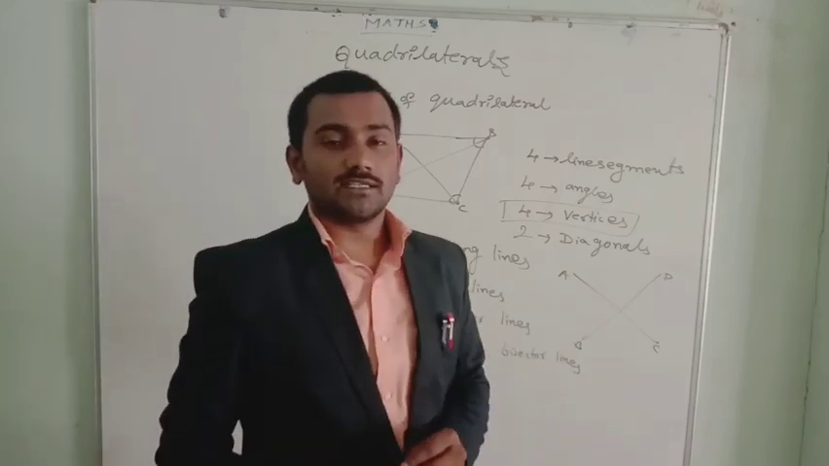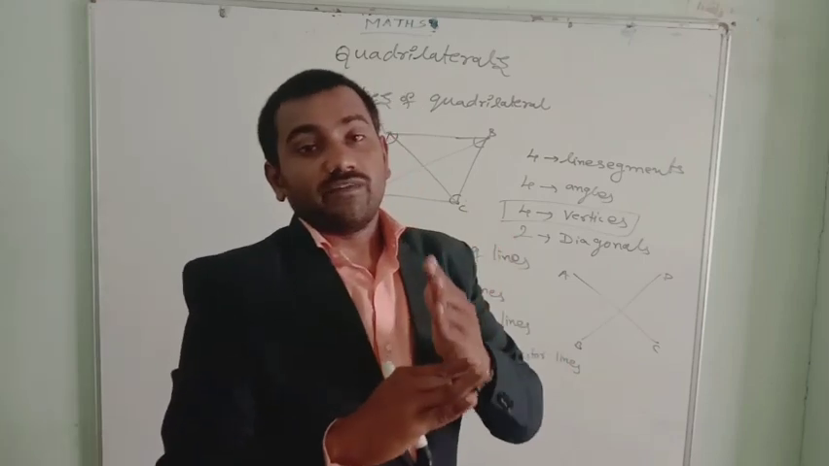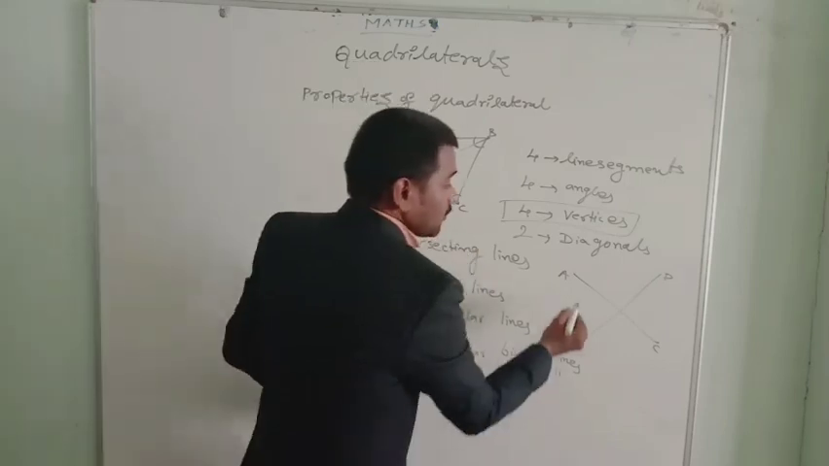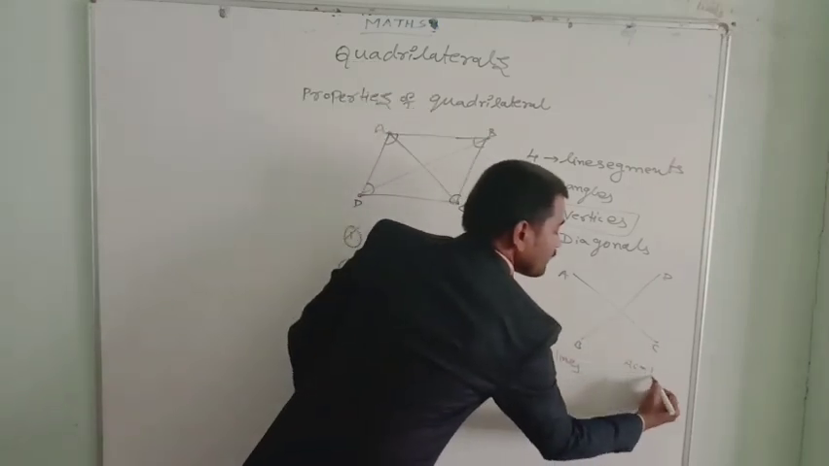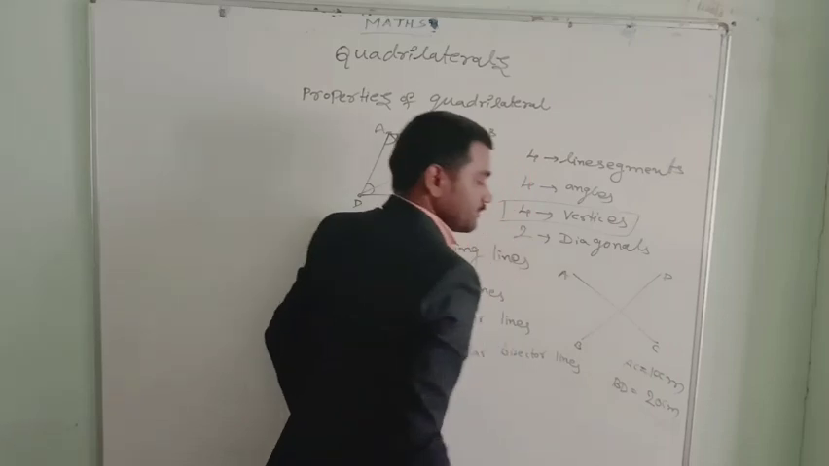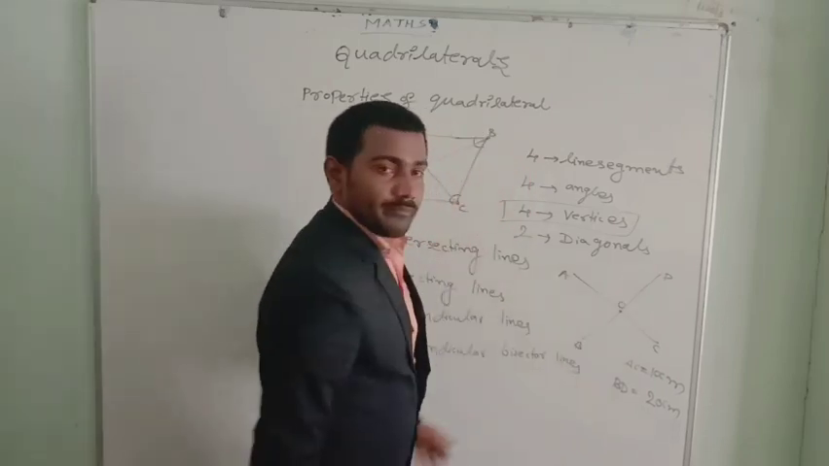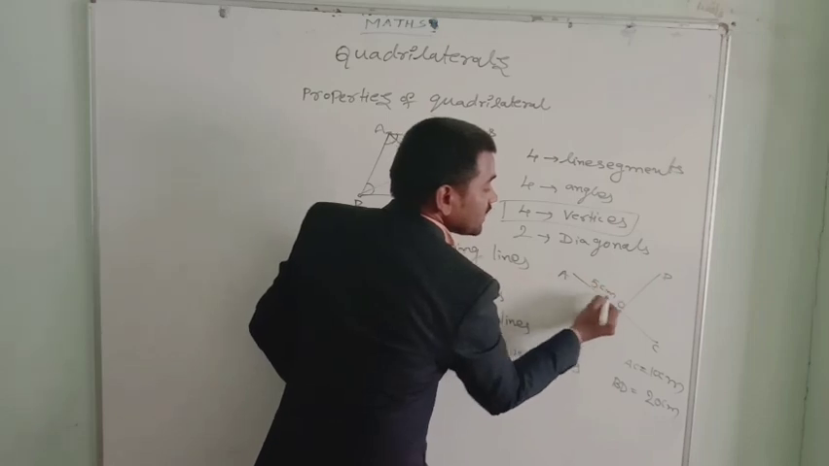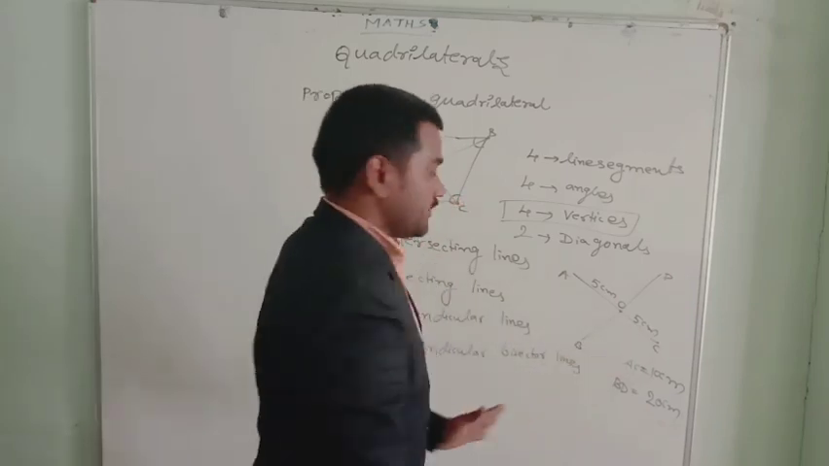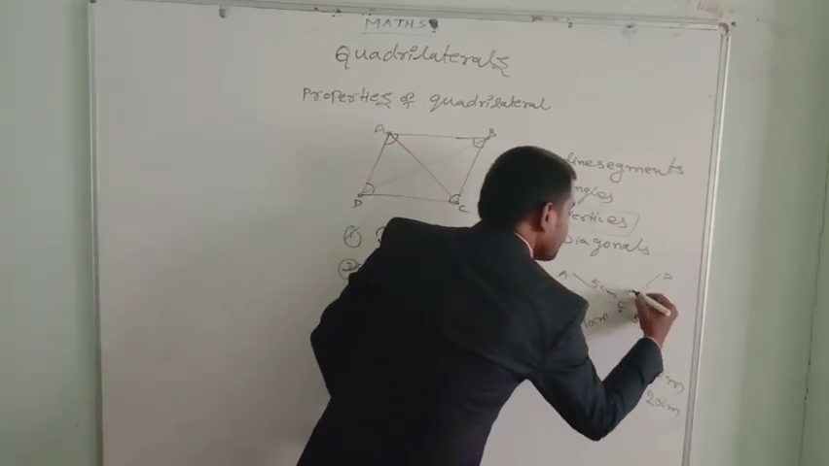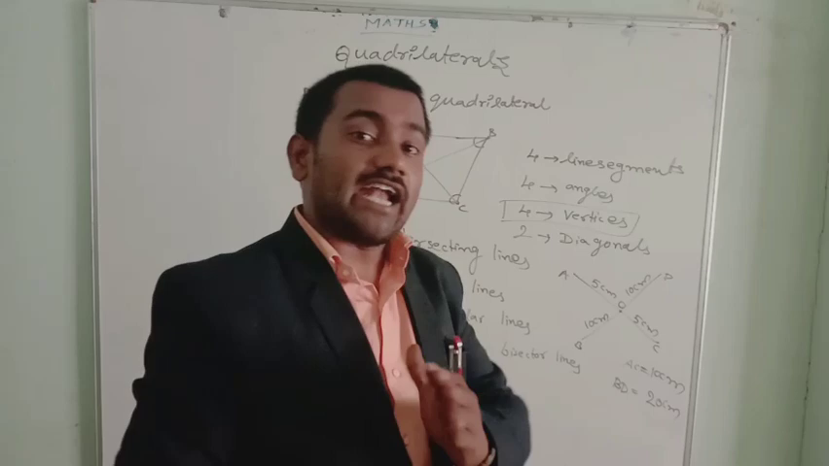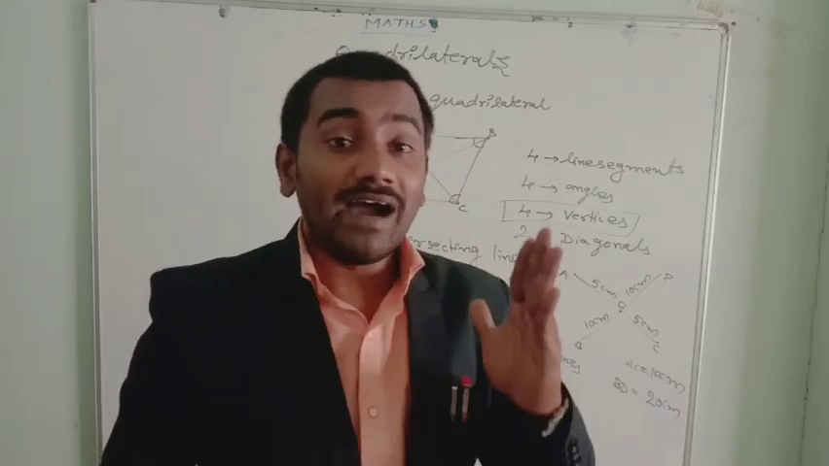What is the meaning of bisecting? Simple. If two line segments intersect each other at the half of their total length, it's known as bisecting. Suppose AC equals 10 centimeters and BD equals 20 centimeters. Here they are intersecting at O. So AO is 5 centimeters and OC is 5 centimeters, completely AC equals 10 centimeters. BO is 10 centimeters and OD is 10 centimeters. That means BD is completely 20 centimeters. They are intersecting each other at half of their total length, which is known as bisecting.